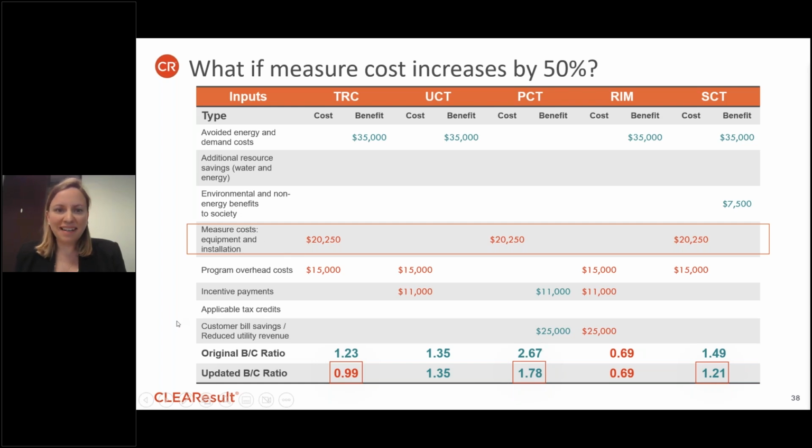So that was the last example. Hopefully it was helpful. I know there's a lot of numbers on a page, but just to see what the different tests are, what the different benefits are, put some numbers around it, move some things around, and see how you can influence your cost effectiveness with design changes within your program.